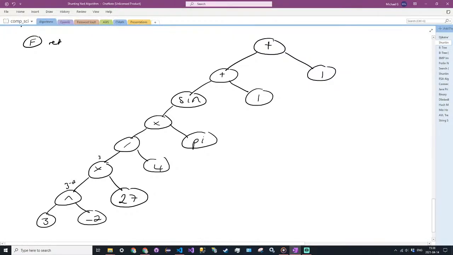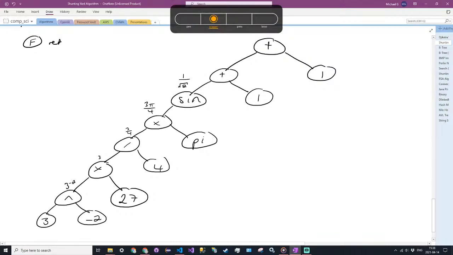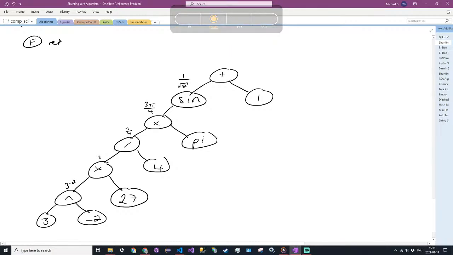A 3 divided by 4 gives us 3 over 4. 3 over 4 times pi gives us 3 pi over 4. Sine of 3 pi over 4 gives us 1 over root 2. And apparently I wrote +1 twice. Okay, that's fine. And then we just add. So we get the result, 1 over root 2 plus 1. And that's it. That's the final answer right there. So that looks good. That is essentially how this tree will work out.